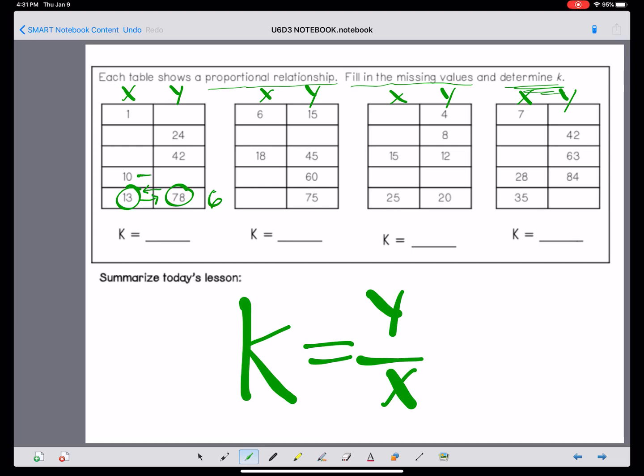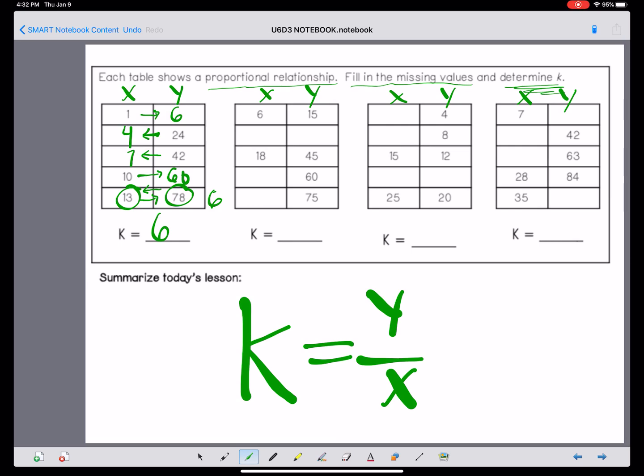So to go from 10 to this blank space, I'm going to have to multiply by 6. And I'll get 60. To go from 42 to this x value, I'm going to have to divide by 6. So I'll get 7. To go from 24 to the x value, I'm going to divide by 6, and I'm going to get 4. And to go from 1 to our y value, I'm going to have to multiply by 6, and I'm going to get 6. So I just filled all of those in. We know our constant is 6.